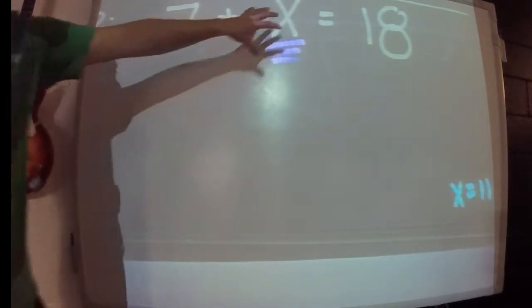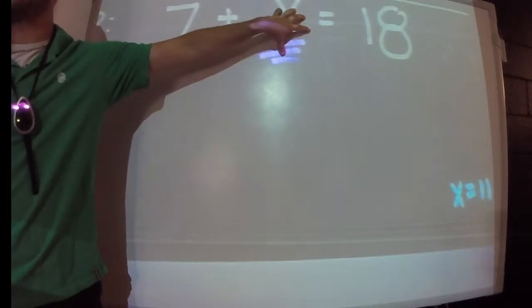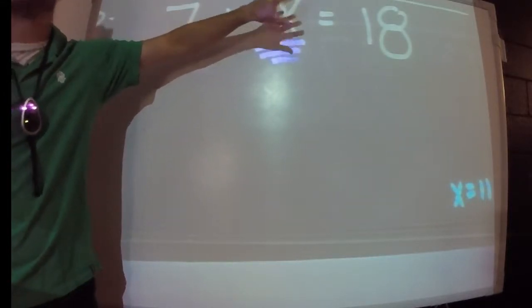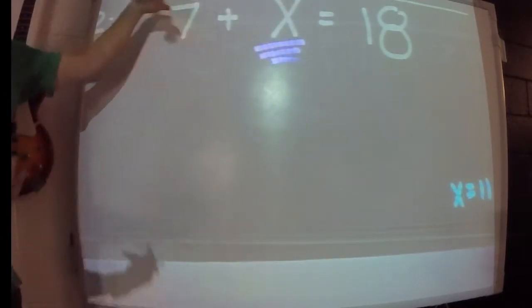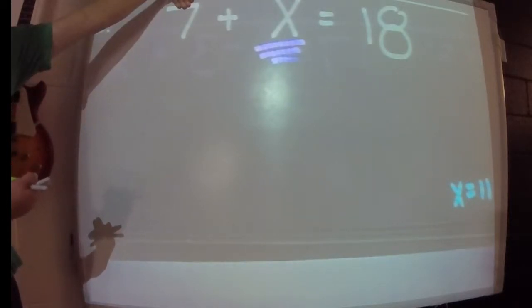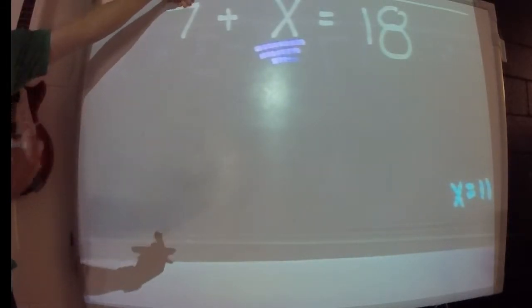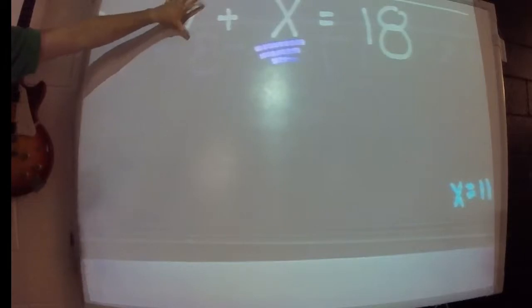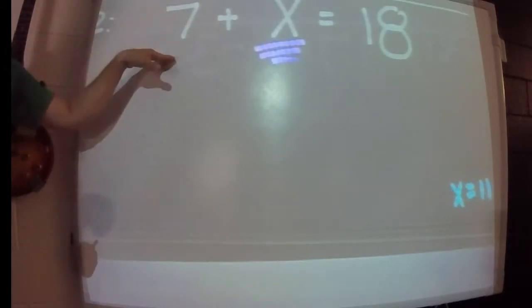That's what X wants to be done. X wants to be isolated. X is some sort of troublemaker. It wants to be isolated. So you go, what's on the left side with the X? 7. So let's get the 7 away. It's like you got 7 little ones over here, so you subtract 7. Put a minus 7 right underneath it.